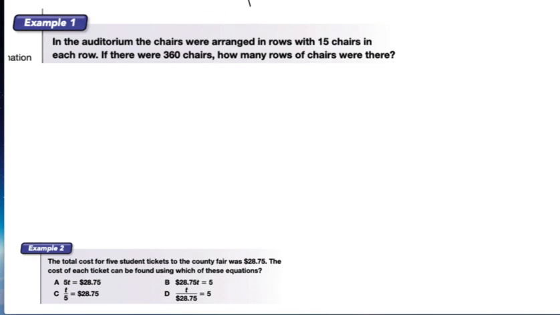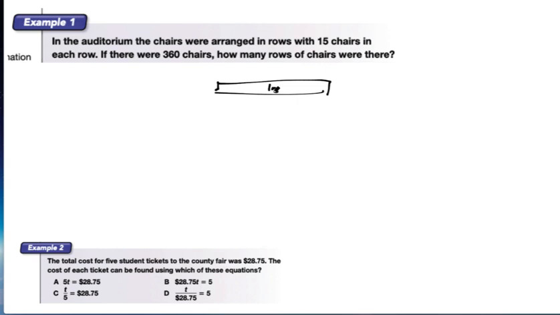Okay, so we're in an auditorium. We've got 15 rows of chairs, but we don't know how many chairs are in each row. Oh, wait a minute. An auditorium are arranged in rows with 15 chairs. So we've got 15 chairs in this one, 15 chairs in this one, 15 chairs in this one. Got a bunch of these, right?